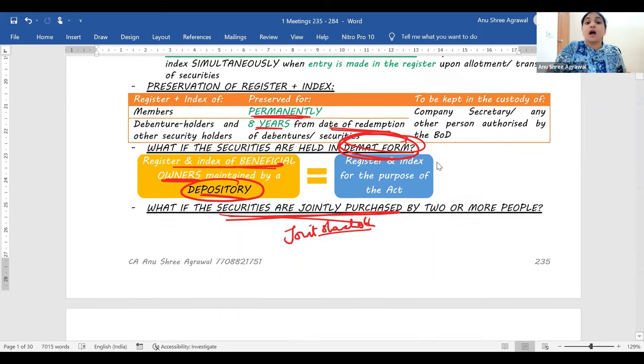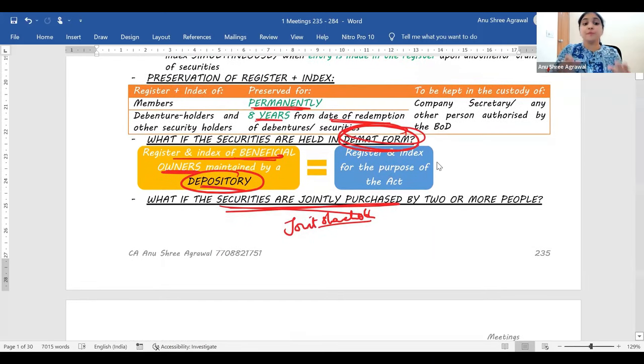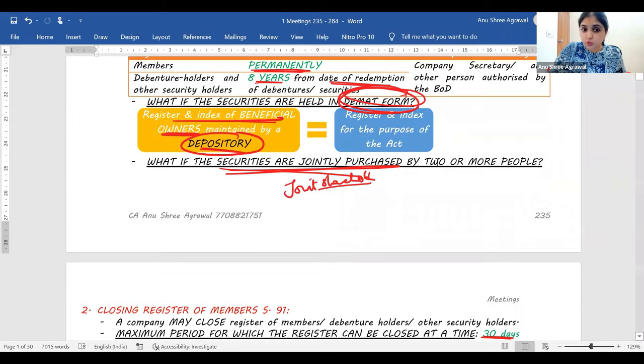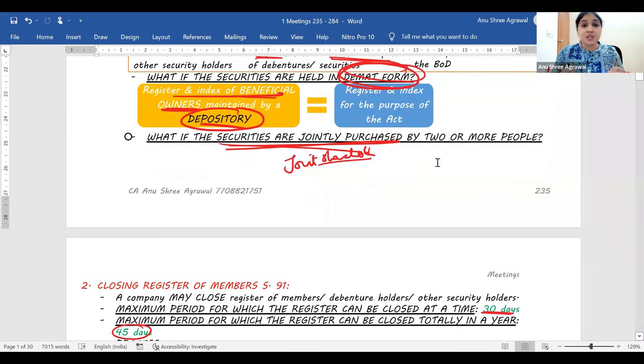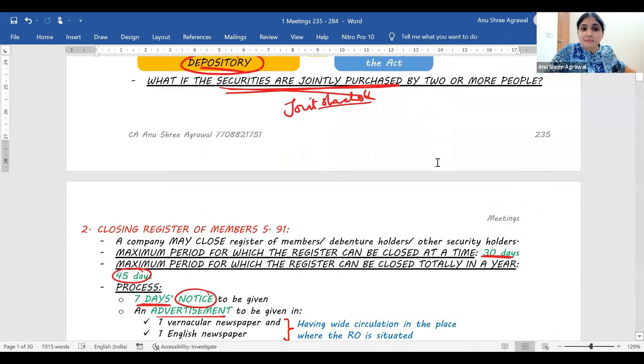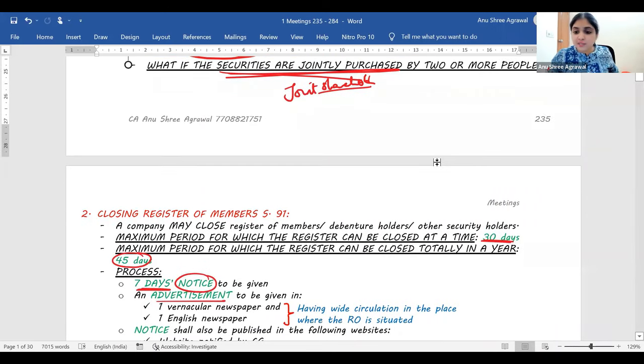I need an index. How long will I preserve the register for? I'll preserve the register permanently if it is register of members. I will preserve the register for 8 years from the date of redemption if it is register of debenture holders. Then we learned, in case the securities are DMAT securities, company will not maintain the register. In that case, tell me out of memory, tell me the name of register.